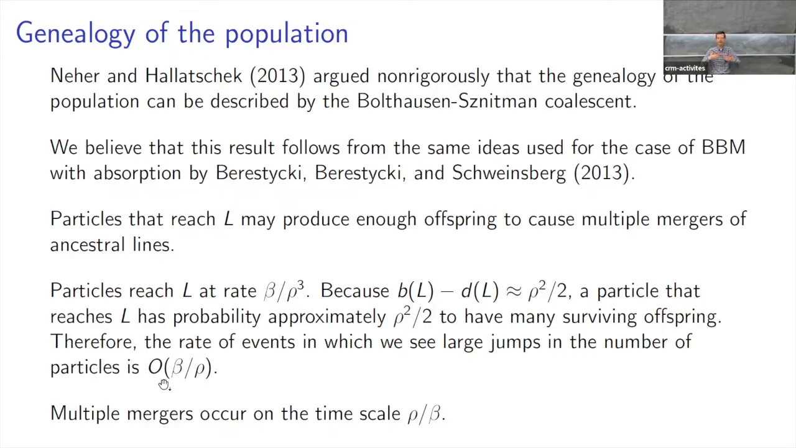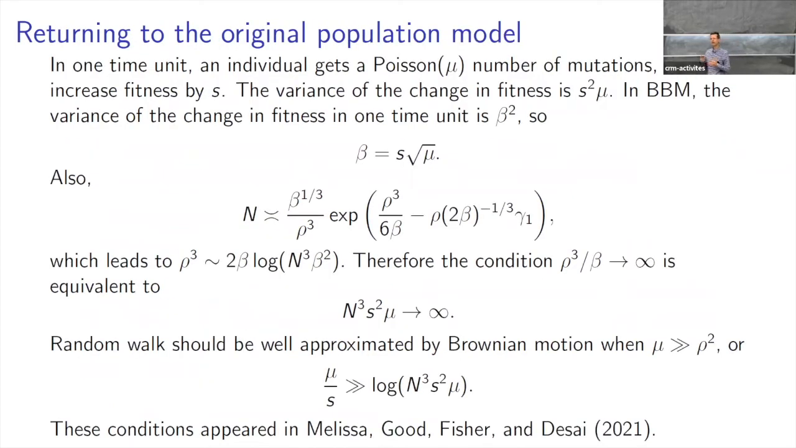And that tells us that multiple merger events should be occurring on the relevant time scale of order rho over beta. So finally, I want to go back and think about what these results for branching Brownian motion with an inhomogeneous branching rate might tell us about the original population model that we stated at the beginning of the lecture. Now, one challenge is to match up the parameters.